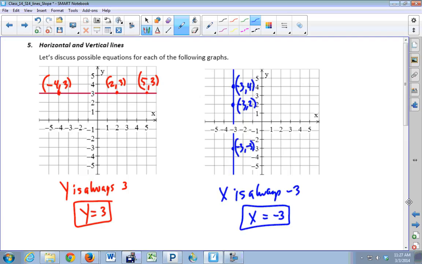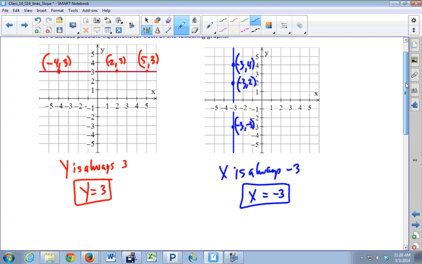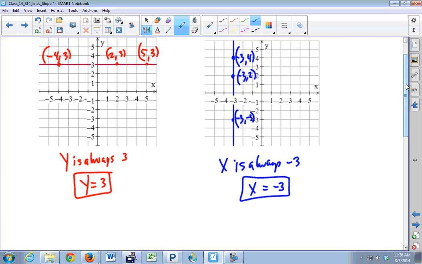We love coming up with the equations for vertical and horizontal lines. So the trick here is to note and try not to do too much work. If I said to you, what is the equation? Well, let me change it up a little bit for you, because this happens a lot on a quiz or a test. Your teacher might say something like this: what's the equation for the following line?